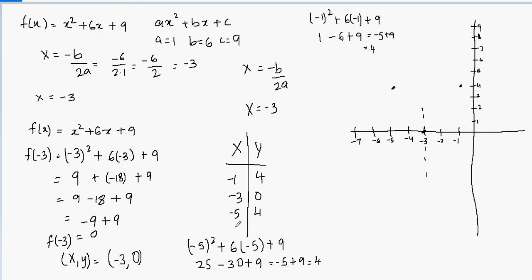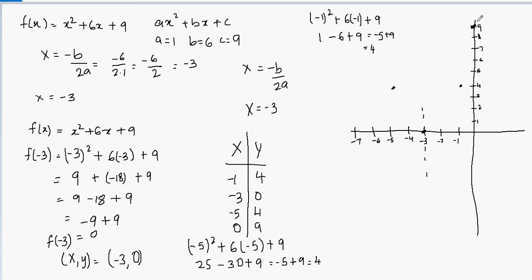Plugging in x equals 0 into your original function, we can just do that mentally. If I plug in 0 here, this is going to be 0. This is going to be 0 because 6 times 0 is 0. And then plus 9. So 0 plus 0 plus 9 is going to be 9. So another point, where the parabola is crossing the y-axis, is the point 0, comma 9, because remember, it's the y-intercept. So when x is 0, y is 9.